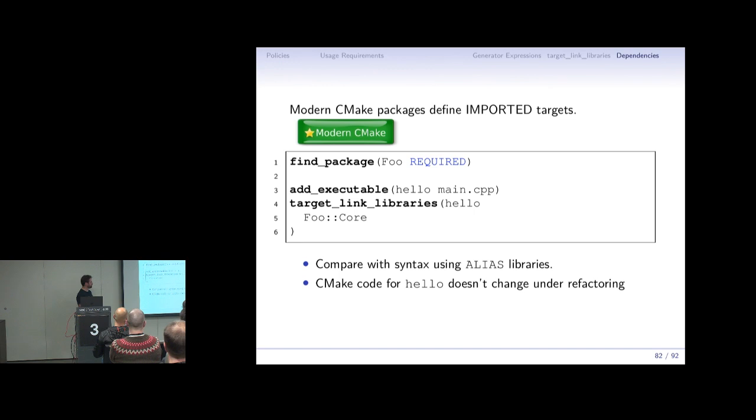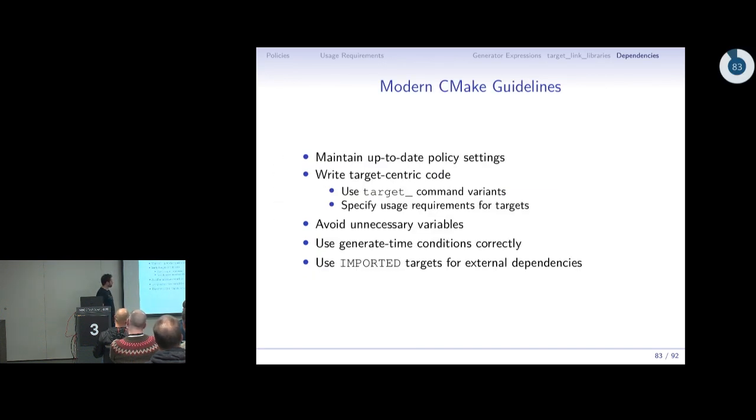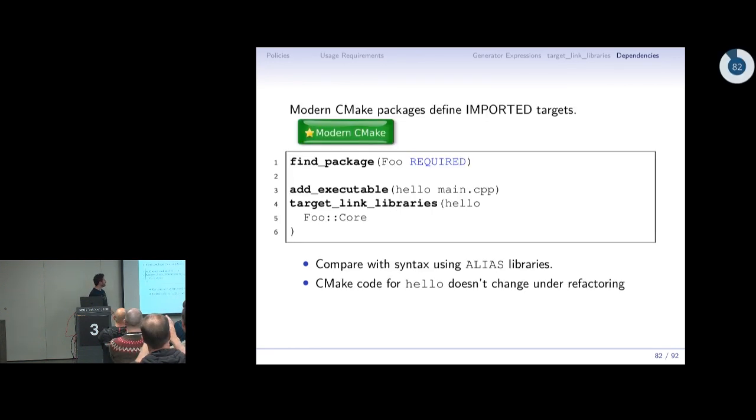Another thing to note is that foo core is what we call an imported library. And you can note that it is similar to the syntax that you would use for alias libraries. So again, just the double colons. And I think that's my last guideline that I have for you, which is use imported targets provided by your dependencies. I think the find package scripts that are provided by CMake, some of them provide imported targets like this, but they also provide variables. So in that case, you should always prefer to use the imported target in your code.